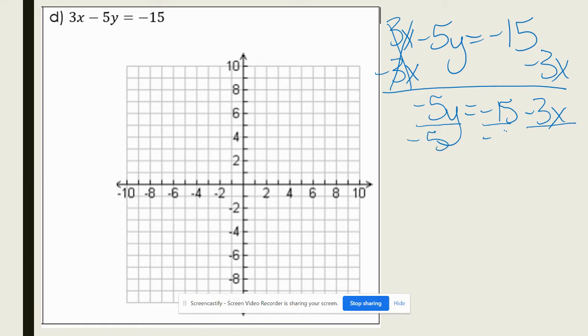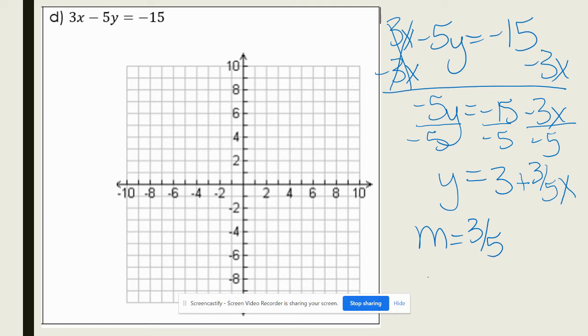I'm going to divide everything by -5 here. And that gives us a positive 1y. -15 over -5 is a positive 3. Then a negative over a negative is a positive, and we can't divide 3 by 5 or reduce 3 over 5, so we're leaving that as 3/5 x. Remember, whatever value is touching x is our slope. So our slope is positive 3/5, and our y-intercept is positive 3.